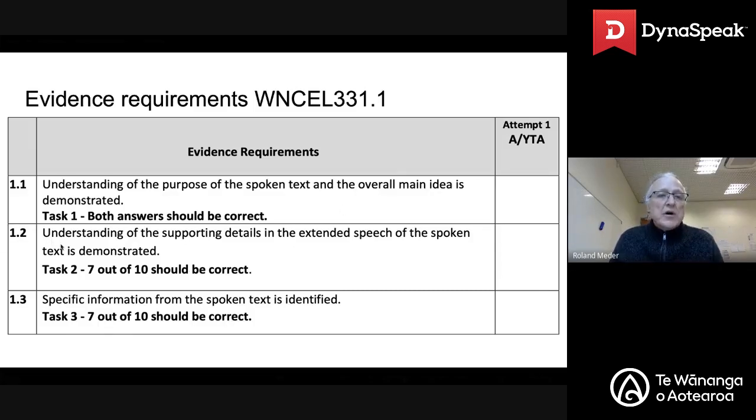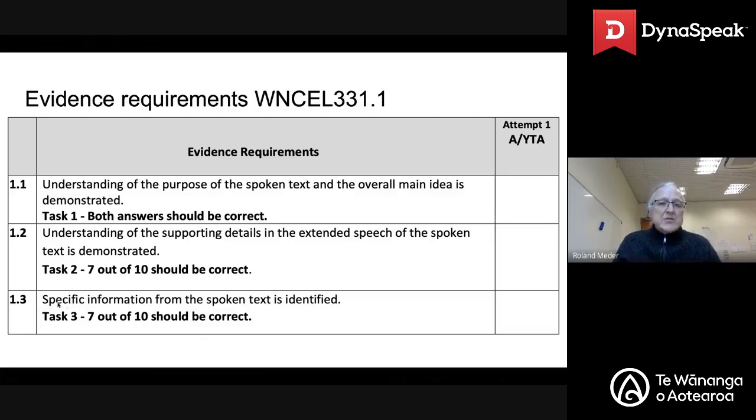The next evidence requirement is about understanding of the supporting details. So remember, in this exercise, you'll be given a main idea, and you have to give some supporting information, supporting detail. Now, this could be an explanation, or it could be an example that helps you understand the main idea. So we'll look at the formative listening practice to remind you what you need to do in that task.